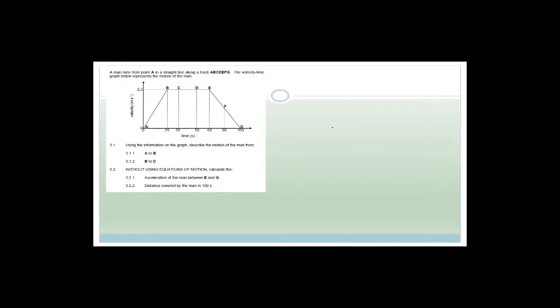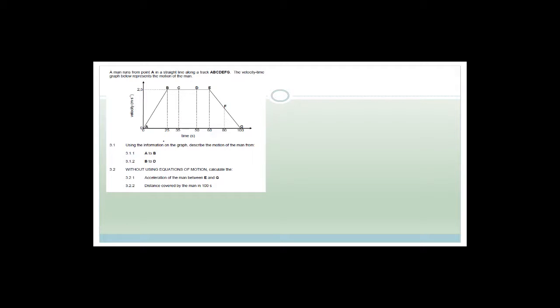Right, now, use the information on the graph and describe the motion of the man from A to B and from B to D. Okay, now the very first thing you need to do, guys, is look at your y-axis and decide what type of graph you're looking at.